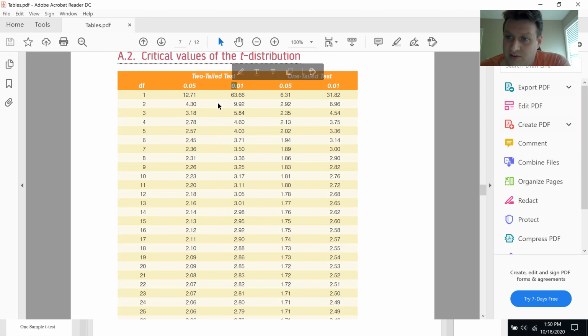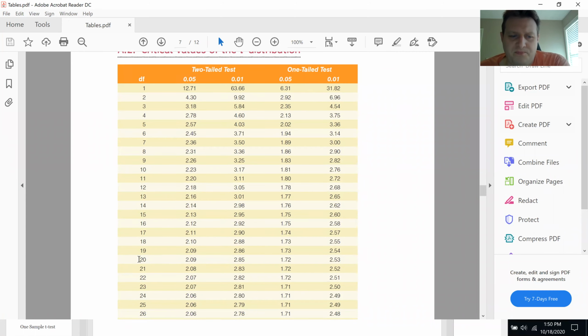Now, it's never 0.01 for us. It might be in another discipline, but it's not 0.01 for us, so we are never going to look at these columns, at least for this class. We're always going to look at the 0.05 columns, depending if we have a two-tailed test or a one-tailed test. So we have 20 degrees of freedom, and we are looking at a two-tailed test. So our cutoff values, our critical values, our t critical is going to be equal to plus or minus 2.09.